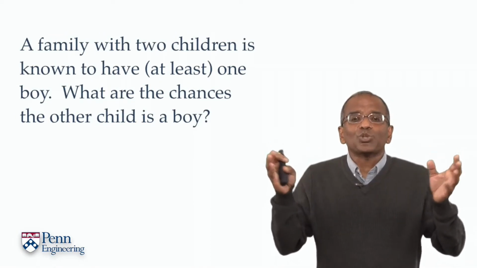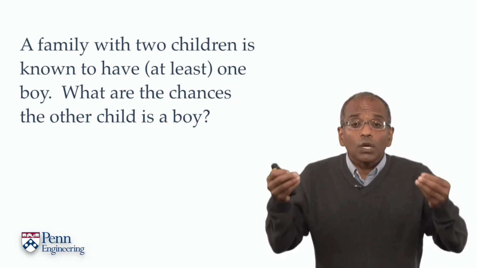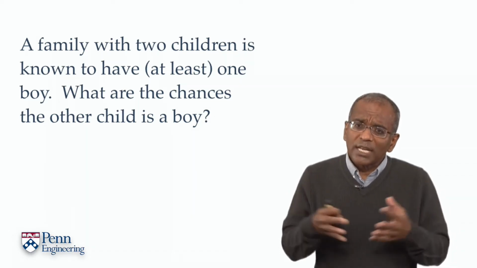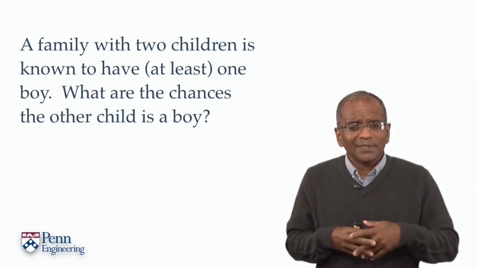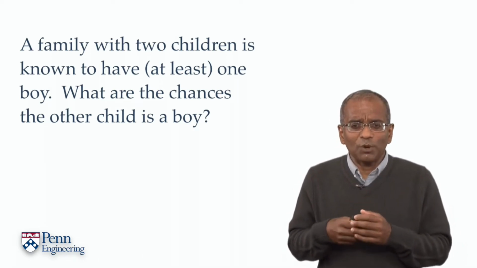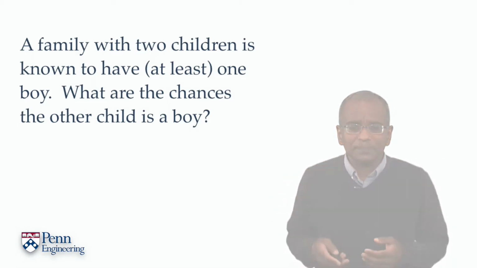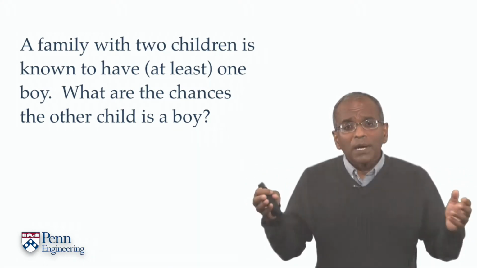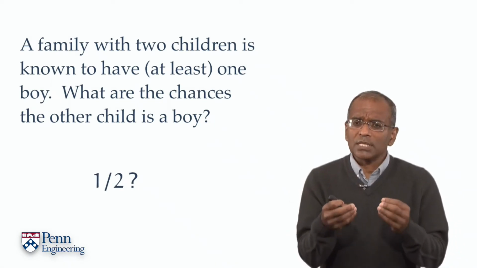Say a family has two children. It is known that one of the two children is a boy. What are the chances that the other child is a boy? Pause and think about this for a moment and see whether you come up with an instinctive answer. Was it perhaps 1/2?